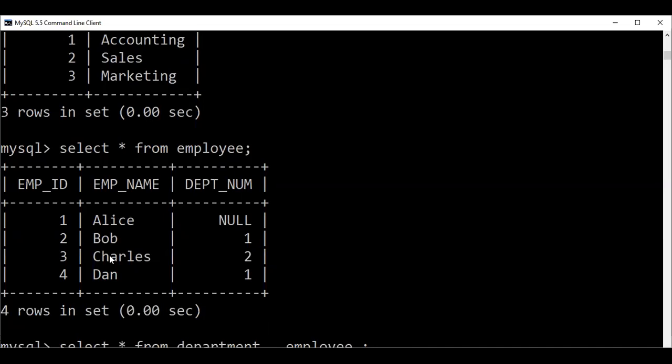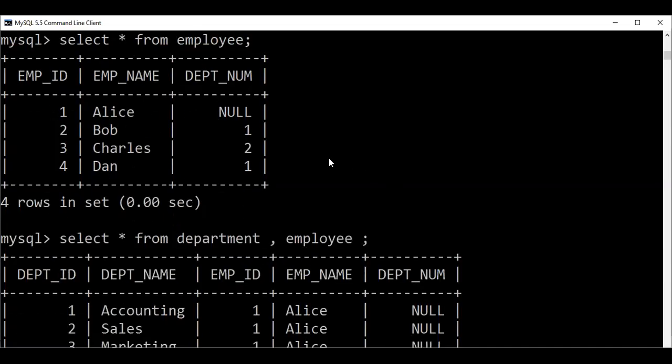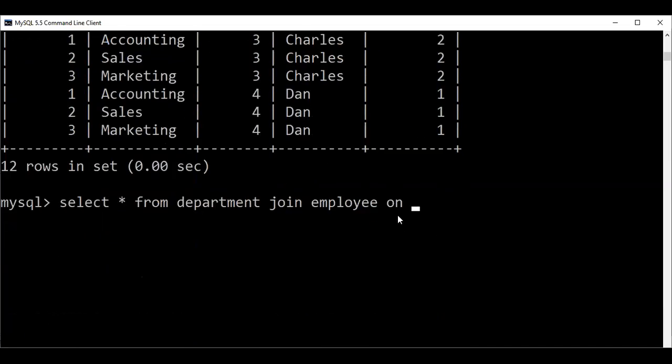Okay, Charles is working in sales. Dan is working in, again, accounting. So this information I can get. So which one is the common information? How is it linking? Remember, this department number and this department ID is the common item. So that's why I can apply this.